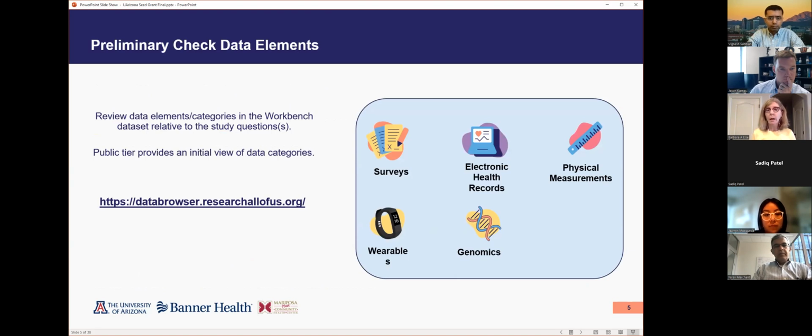One thing I wanted to highlight, and my colleagues will speak to this a little bit more, it's going to be very important as part of your preparation of the proposal to do a preliminary check of the data elements in the public tier view within the workbench. That's publicly available now in the data browser, to take a look at, depending on what your question is, the condition of interest, what that population size would be, and relevant data categories or elements that you wish to tie to aligning with your research question.